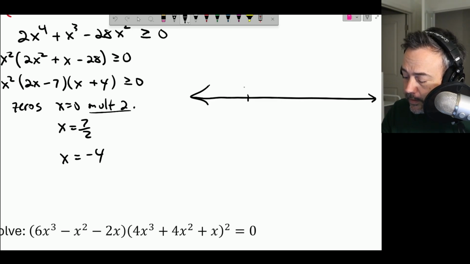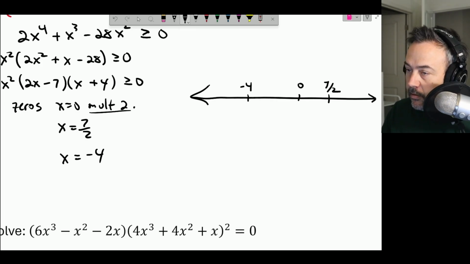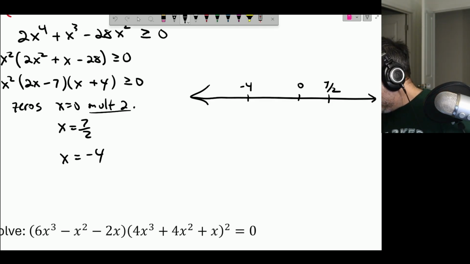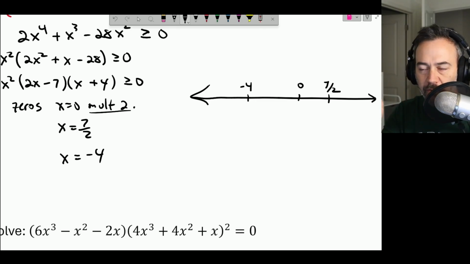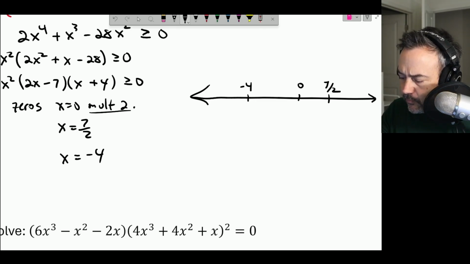Also, you are less likely to make errors on your interval notation if you graph your solution set. The numbers that matter are -4, 0, and 7 halves. So I just put them on the number line. They don't have to be scaled perfectly. That's okay.